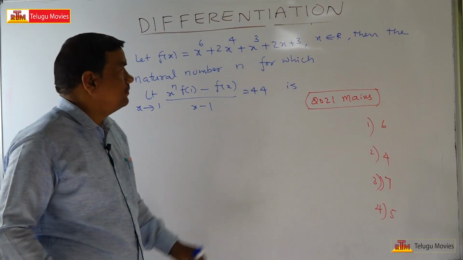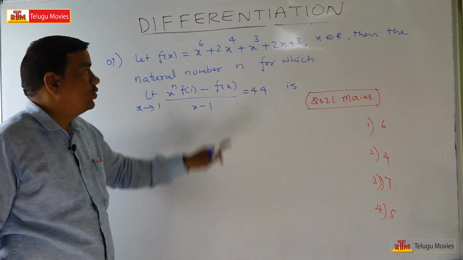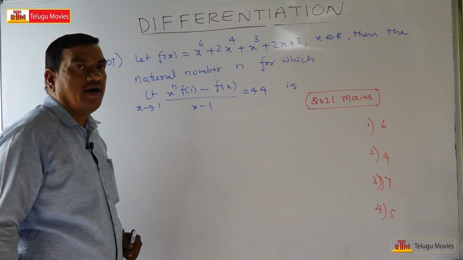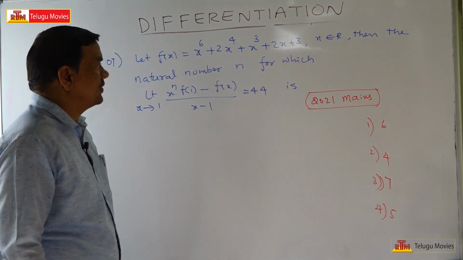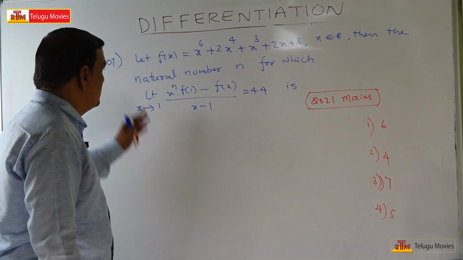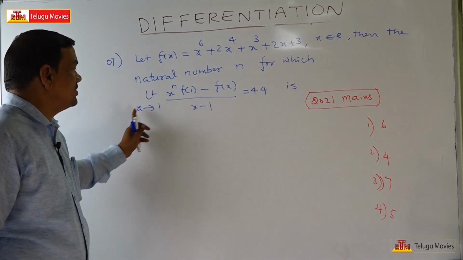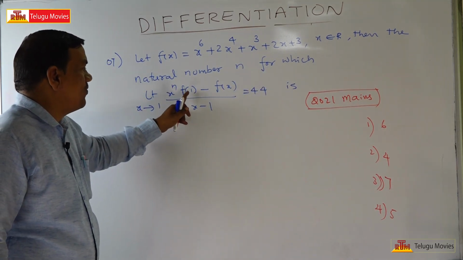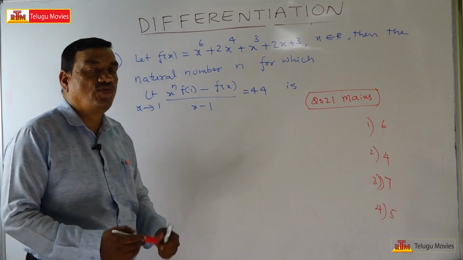Welcome to this problem. The problem is: limit of f of x is equal to, so one expression is given, an algebraic expression with degree 6, where x belongs to R. Then find the natural number n for which limit x tends to 1, x power n f of 1 minus f of x by x minus 1 is equal to 44.